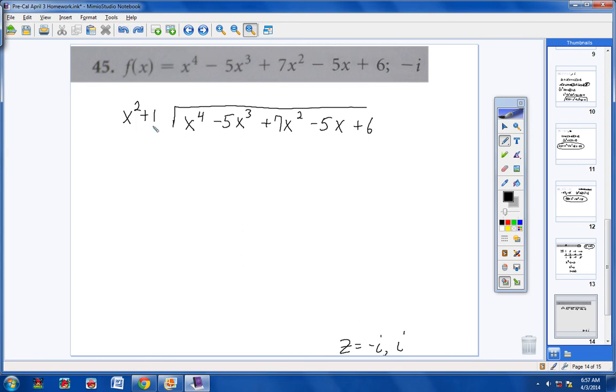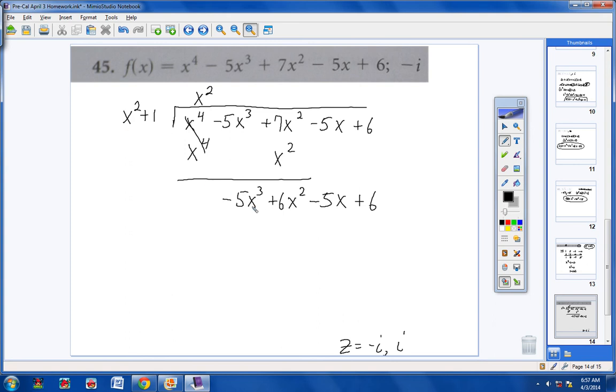So here we go. Divide first term into first term. That's going to be x squared. Go ahead and multiply. That would be x to the 4th plus x squared. Let's go ahead and subtract. These would cancel. You'd be left with negative 5x cubed. 7 minus 1 would be positive 6x squared. Bring down your negative 5x and your positive 6.